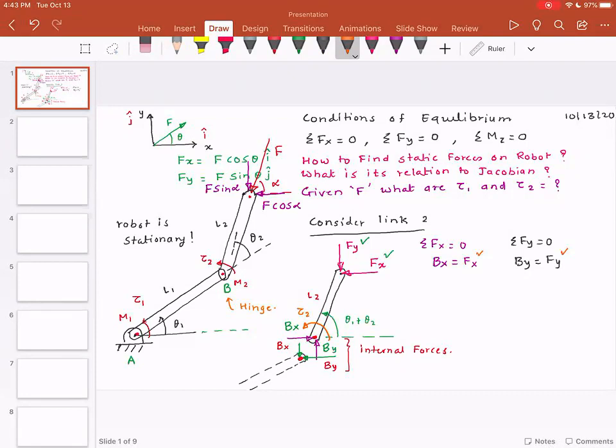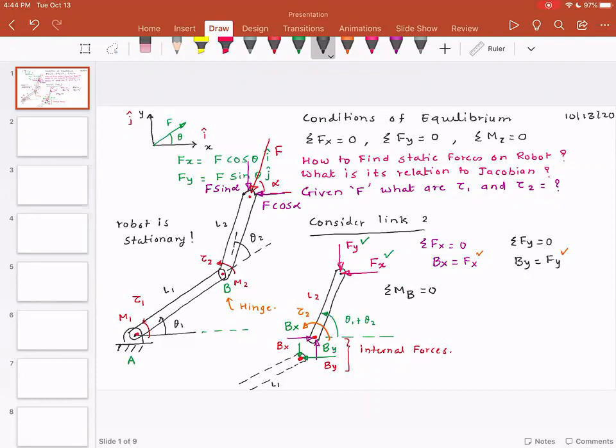The total moment at point B is equal to 0. So I need to write down summation of moment about B is equal to 0. And please note, at this point, we are considering link 2. We are not at link 1. Link 1 is over here. So we are considering moment at point B. And the moment at point B is given because of fx, fy, bx, and by. So what I'm going to do is write down the equation for the moment.